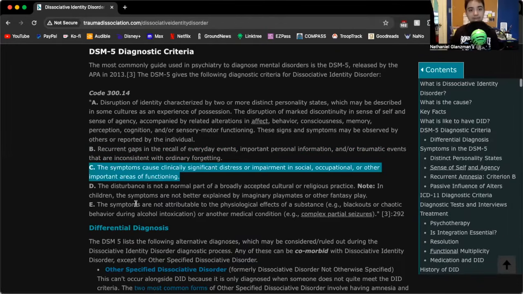The third one is the symptoms cause clinically significant distress or impairment in social, occupational, and other important areas of functioning. It is possible to be, quote unquote, functional and have this disorder. You can have a job, you can have friends, you can have family, but a lot of the time it's an isolating experience, because people close to you are going to know that you're shutting them out of important areas of life. It's not personal, it's just the way this person grew up, where a specific role is tied to a specific friendship.